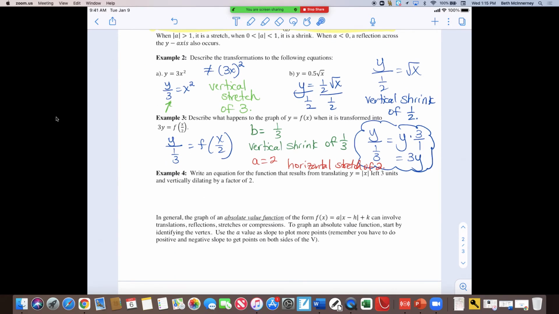All right, let's look at example 4. It says, write an equation for the function that results from translating y equals absolute value of x left 3 units, and a vertical dilation by a factor of 2. So watch this. Vertical is in the y spot. So I'm going to put y over 2 equals left 3 units. That's absolute value of x plus 3.